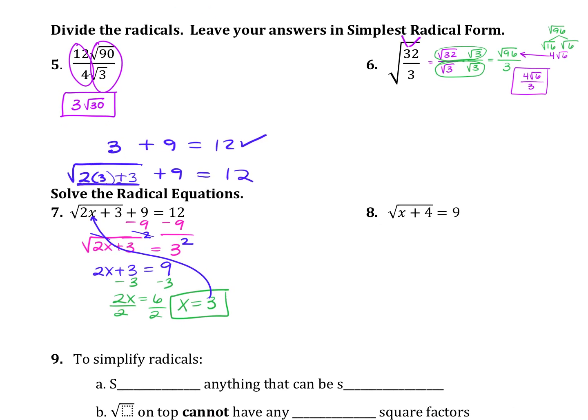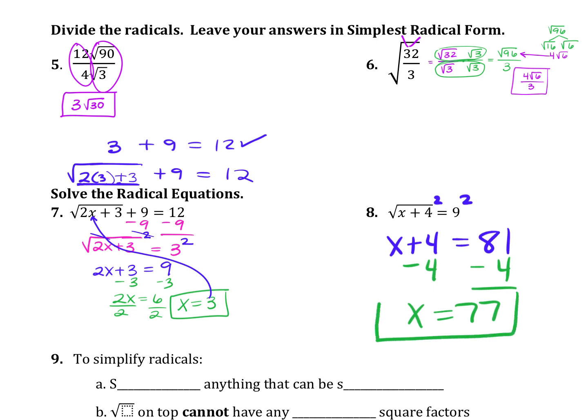Okay. What do you do on number 8? Square everything. It's already isolated, so you can square it right away. So x plus 4 equals 81. And then take away the 4. So x equals 77. And again, if you plug that in, 77 plus 4 is 81. So is the square root of 81 equal to 9? It is, so it checks out.